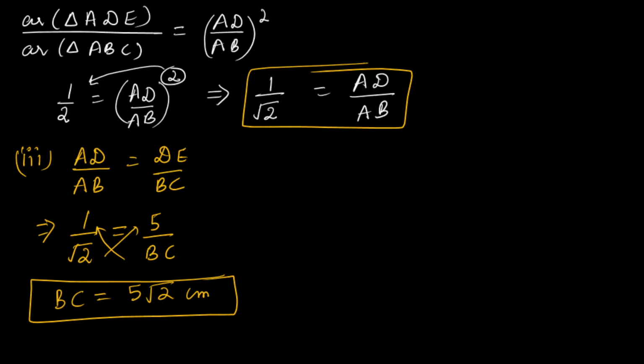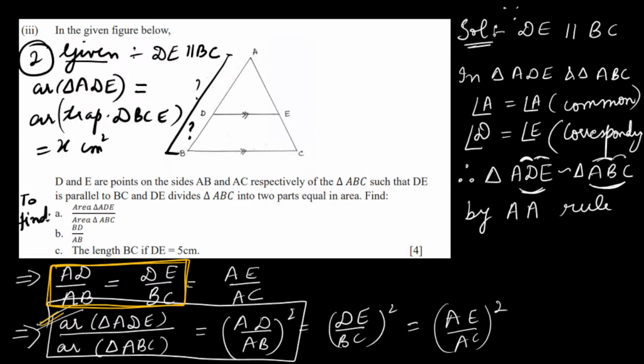So are you all getting the same answer? BC is equal to 5 root 2. Is it correct? BC's value is 5 root 2 centimeter. Okay, so this question is completed.